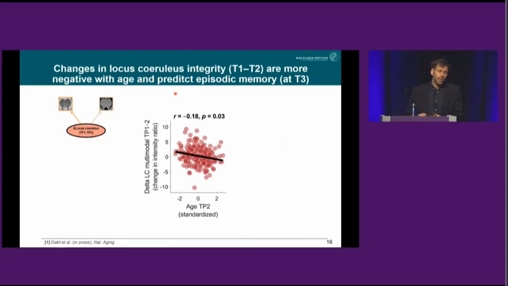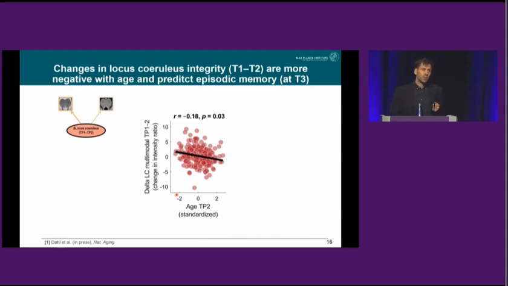For this, we computed latent change score models, which give us an individual estimate for the change in neuromodulation. And we see that the older our participants are, the more negative the change in neuromodulatory systems is, suggesting a degeneration of these tiny subcortical structures with increasing age.